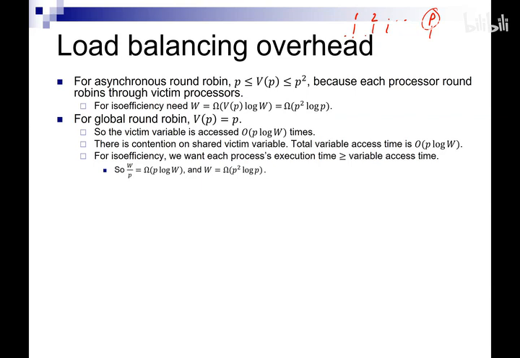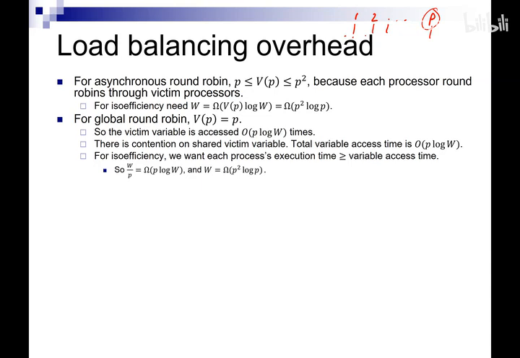Okay, and then in total, the overhead that we pay is going to be V of P times log W. So in total, we're going to need to access this victim variable P times log W times, because you have to access the victim variable every time you get a victim, and every time you do a steal. And in total, we're going to be doing that number of steals.